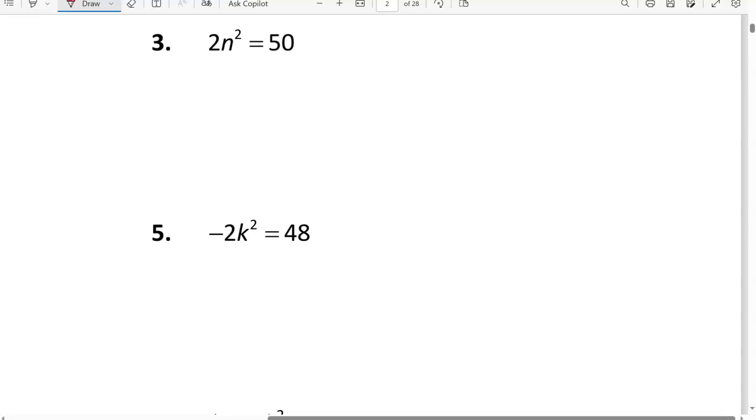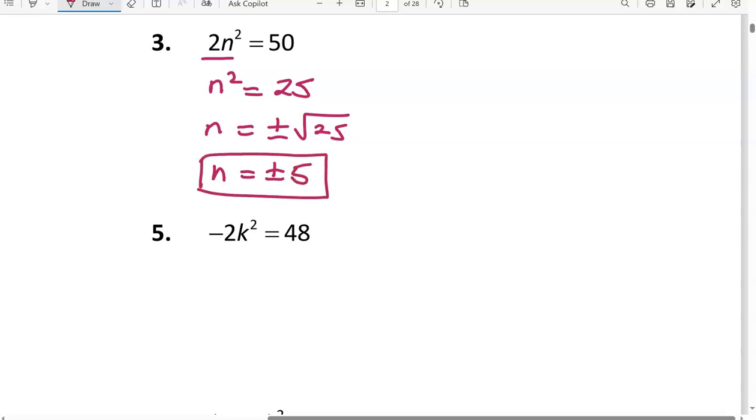In number 3, we can observe what the order of operations is here. Exponentiation happens first, followed by the multiplication by 2. That means the multiplication needs to be the first to go away. So divide by 2, and we get n squared is equal to 25. And then n is equal to plus or minus the square root of 25. So n is positive or negative 5. 2 solutions.